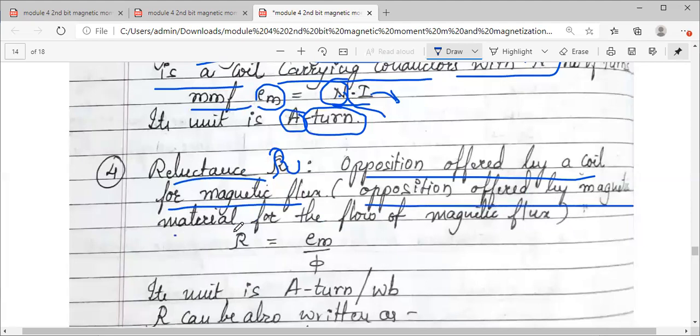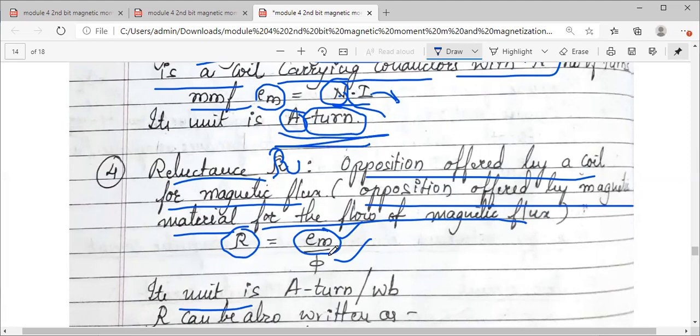Opposition offered by the material for the flow of flux. And this reluctance R is given by EMF divided by flux, MMF by phi. So what can be its unit? Resistance in an electric circuit we measure in ohms. For reluctance, you can see the unit: MMF's unit is ampere turn, and the denominator is in Webers. So ampere turn per Weber.